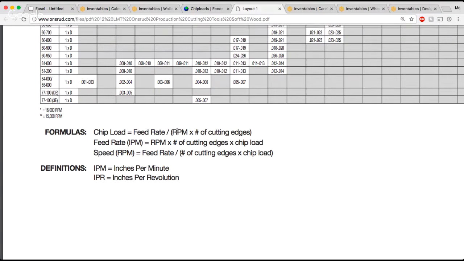So you could say something like, okay, I know that I've got 16,000 RPM, and it said 0.007 is the low end for that bit, and then I'm using a bit with 3 flutes. If you calculate that, that will give you what your feed rate should be.